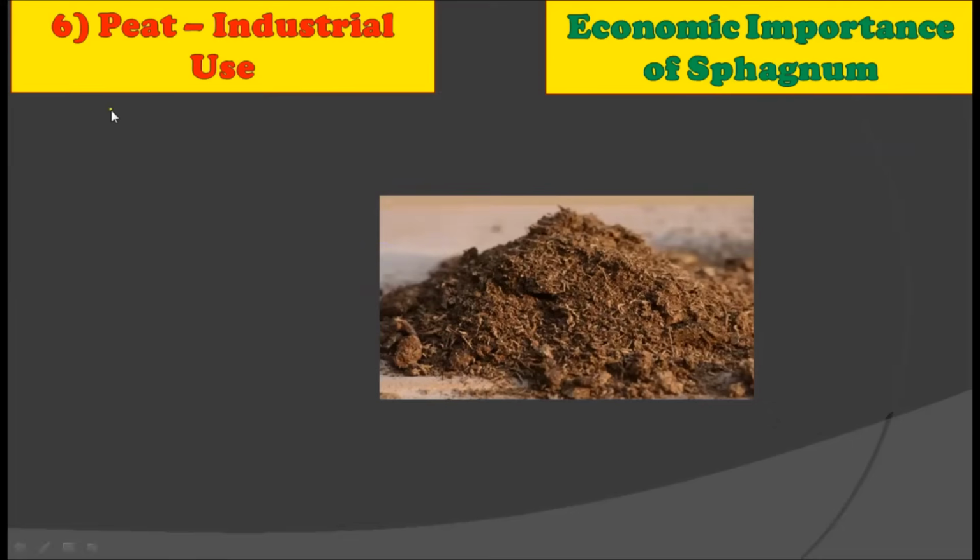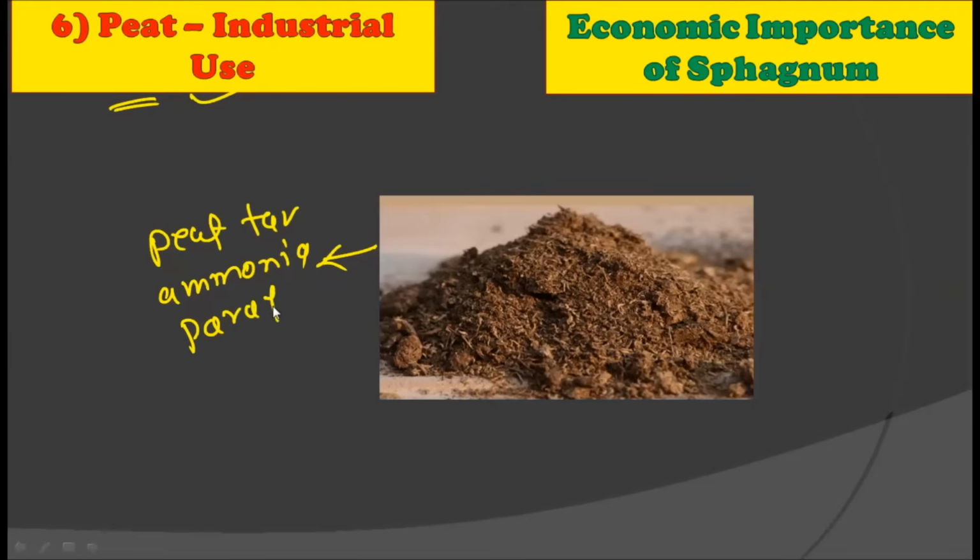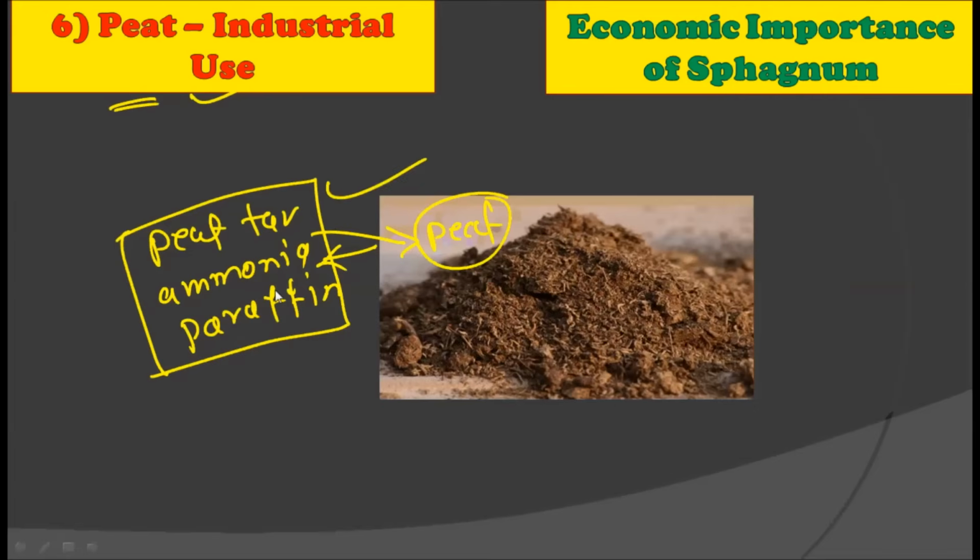All right. Now, there is the industrial use of peat as well. There are some side products of this peat, such as peat tar, ammonia, and paraffin. All these side products which belong to the peat have great industrial application. So, sphagnum is indirectly also used in industries.